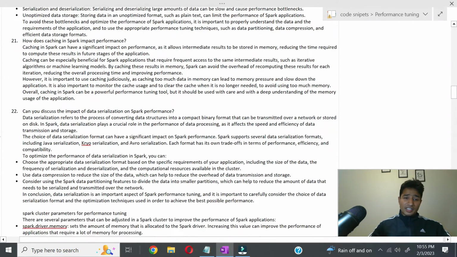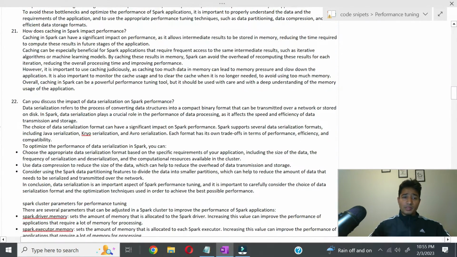How does caching impact the performance? So we have covered it. Let's quickly read it. Caching in Spark has a significant impact on performance, as it allows intermediate results to be stored in memory, reducing the time required to compute these results in future stages of the application. So what it means is, if you have some result and you want to use it again, you will cache it. So you do not need to recompute it, right?